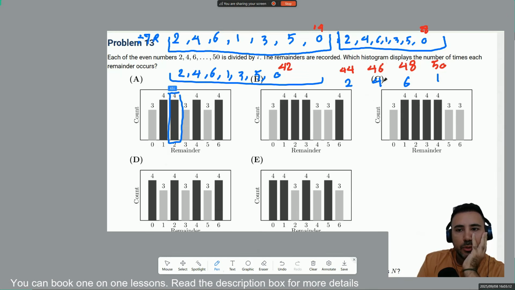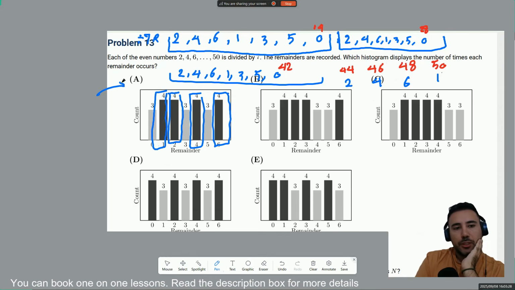For 46, remainder 4 also happens one extra time. Remainder 6 happens one extra time. And for 50, remainder 1 happens one extra time. That's the reason why these repeated. So we already knew the answer was option A. We did it 2 different ways.